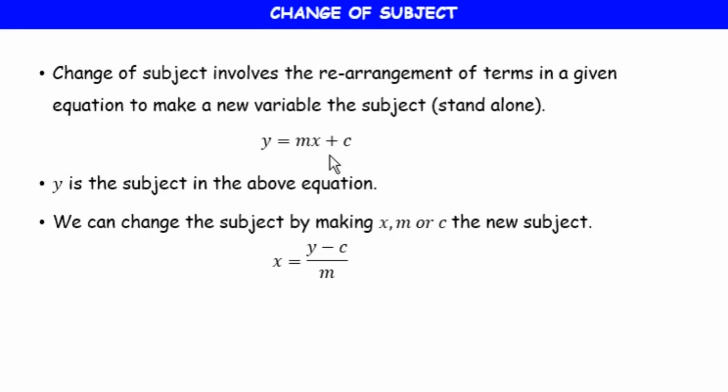Now we said change of subject. So what do we mean by the word subject? The word subject is what is being defined by another expression. It is a variable that is being defined by a mathematical expression, right? So we have y is equal to mx plus c. This y is standing alone, and then it is equal to mx plus c. So the mx plus c, that is the expression on the right hand side, is just giving us the definition of what y is, right?